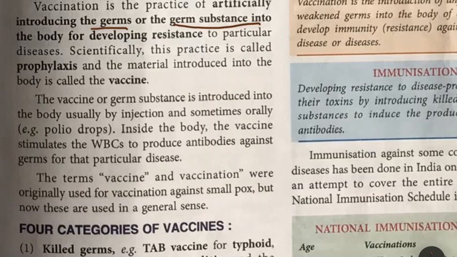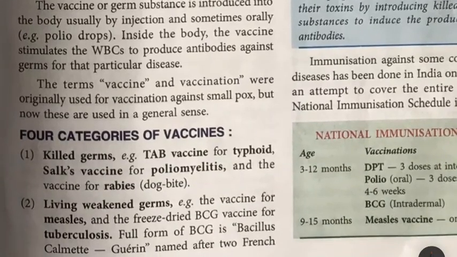Now, this practice is known as prophylaxis. And the material which was introduced into your body, that is the germ, what is it known as? It is known as the vaccine. The vaccine or germ substance is introduced into the body by injection and sometimes even orally. You must have heard about the polio drops that are given to little children below the age of five. So those are given in the form of drops.